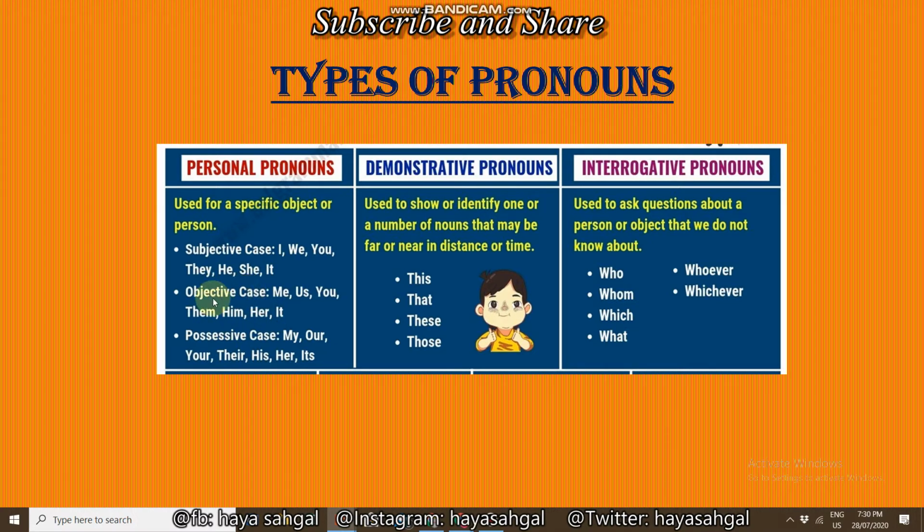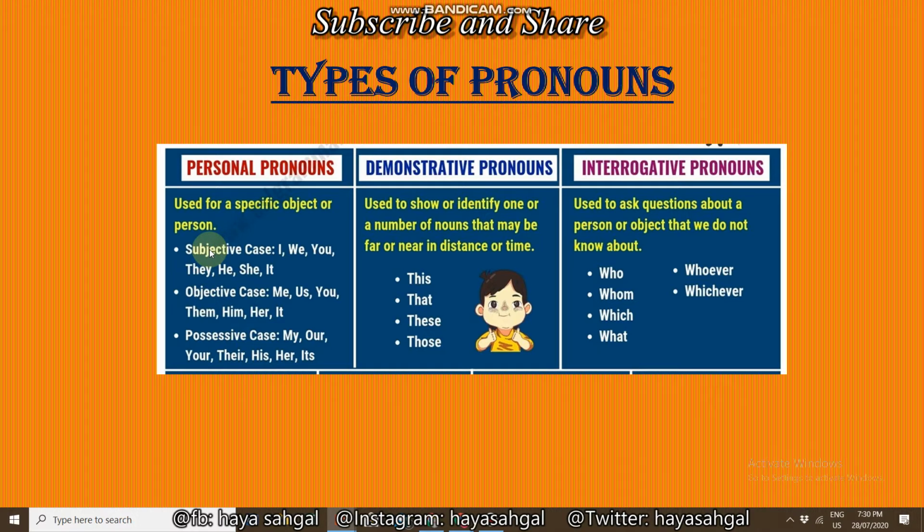Objective pronouns are me, us, you, them, him, her, it. They are used instead of the object. Objects are the things in the sentence that tell us that something is happening with what, with which person, with which thing. The verb is happening with whom. That thing is called the object. So the subject comes in the beginning of the sentence, the first half, and the object lies in the second half of the sentence, at the end, right?